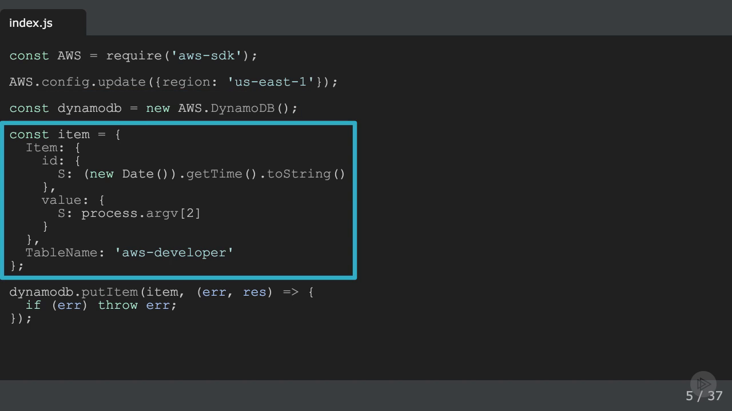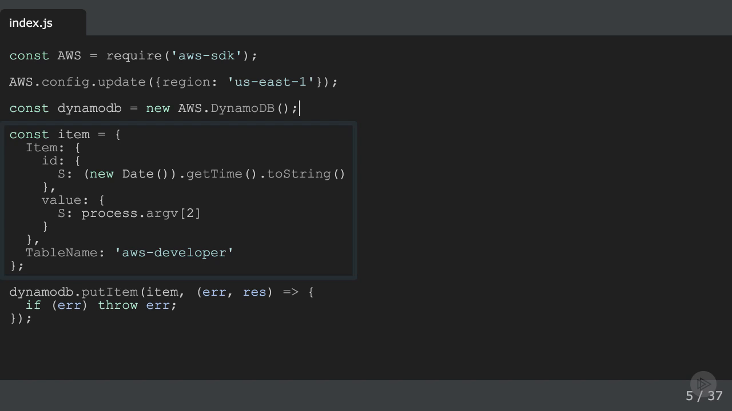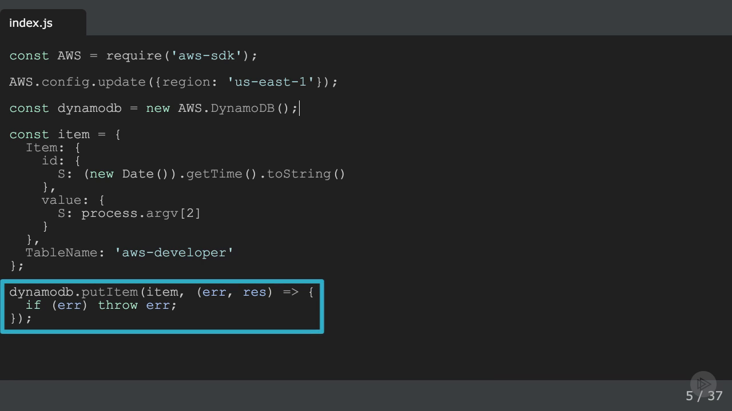Next, I create an item to insert into DynamoDB. This item has the data to insert, which is a timestamp, and the value from the command line, as well as the DynamoDB table name to insert it into. And finally, I call the putItem function from my DynamoDB object, which puts the item I've created into my DynamoDB table in the cloud.